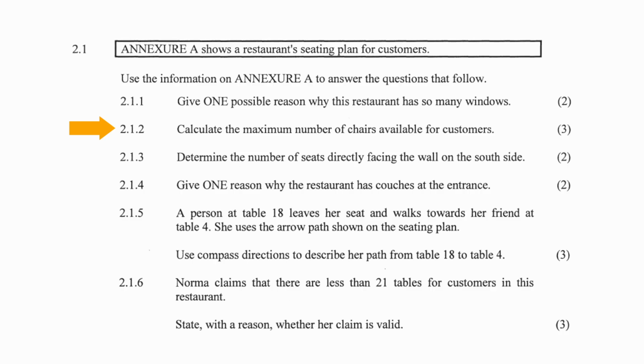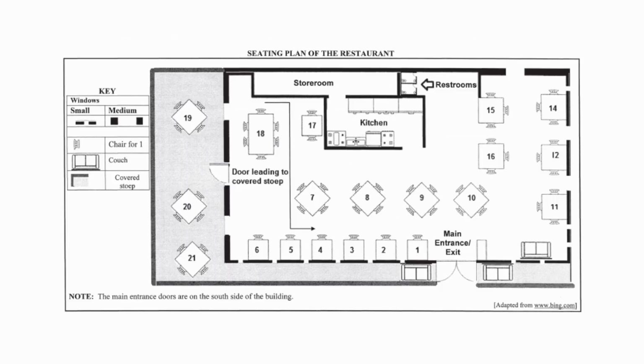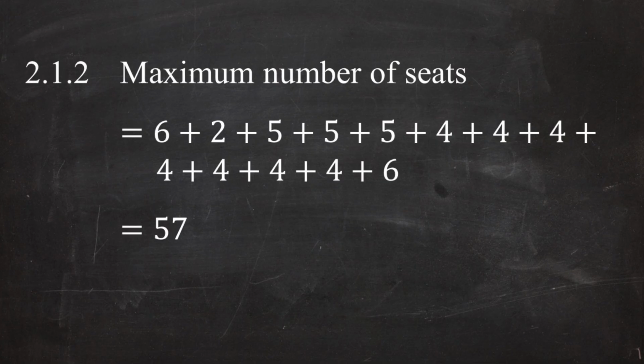In question 2.1.2, you are instructed to calculate the maximum number of chairs available for customers. From the seating plan, we simply count the number of chairs, which is 57.